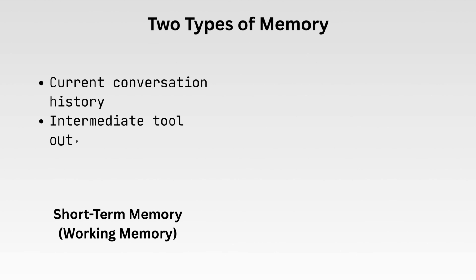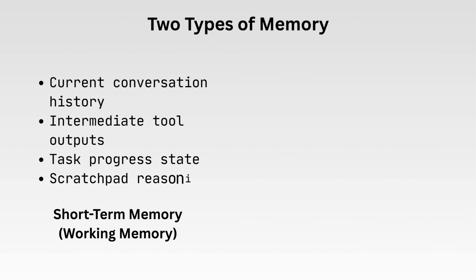Short-term memory is often called working memory. It includes current conversation history, intermediate tool outputs, task progress state, scratchpad reasoning. This memory exists within the active loop. It helps the agent reason step by step without losing context.